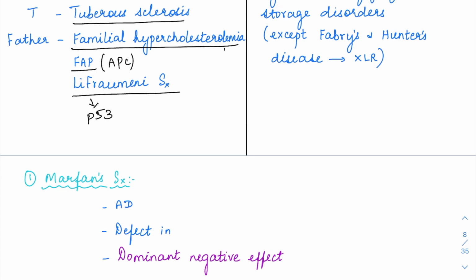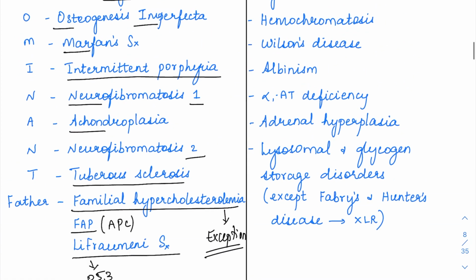So familial hypercholesterolemia is actually an inborn error of metabolism. So it is the only exception in which it is inherited as an autosomal dominant disorder. Okay. So in familial hypercholesterolemia, usually you have enzyme defects, but here it is still an autosomal dominant disorder. So the examples are important.